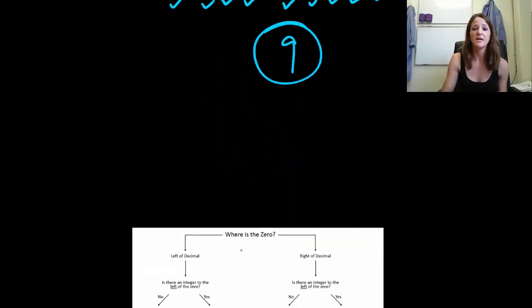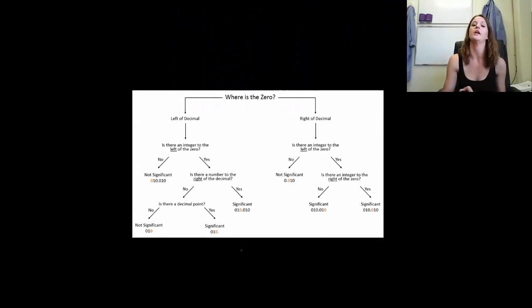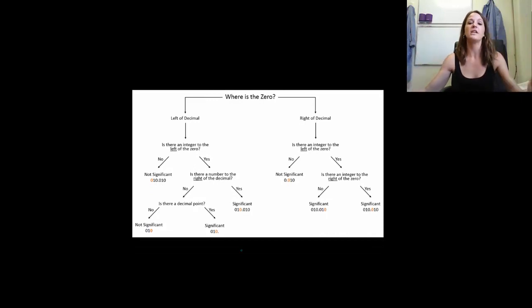All right, the last thing I'm going to leave you with is this silly little chart called Where is the Zero? It's something I've come up with to help guide you through how to actually determine if a zero is significant or not. So take a screenshot of this or take a picture of it and just slowly walk through it. Basically you go, okay, here's my zero. Is it to the left or the right of the decimal? If it's to the left, go to the left side. If it's the right, go to the right. And then just slowly walk through your little flow chart. I had to use burnt orange, hook 'em, in order to identify something that is considered a significant zero, or what we're talking about.